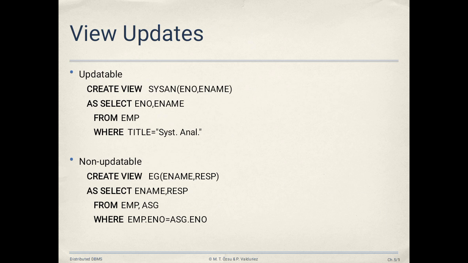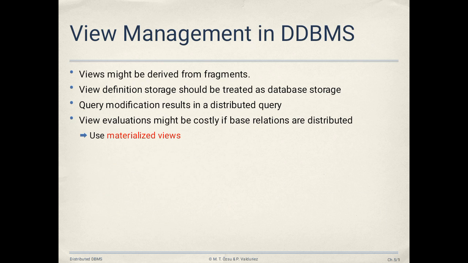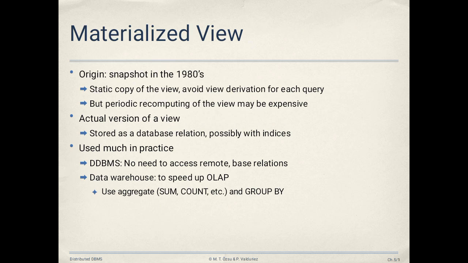There are two types of views, that is updatable views and non-updatable views. So view management in the distributed database: all the views can be queried as the base relation, but not all the views can be updated, as such updates through views can be handled automatically only if they can be propagated correctly to the base relations. View definition storage should be treated as the database storage. We can use the materialized views. Materialized views are stored as the database relation, possibly with the indices.